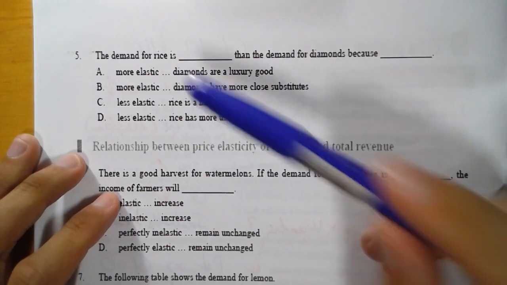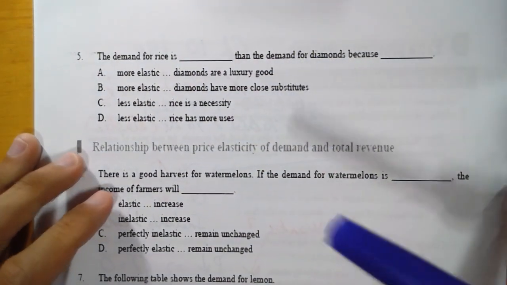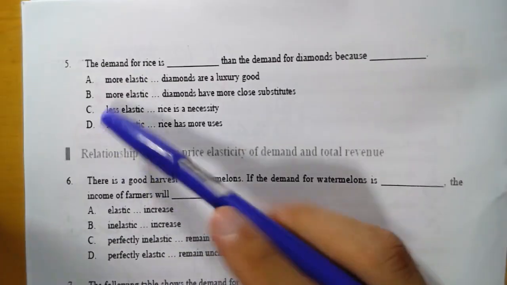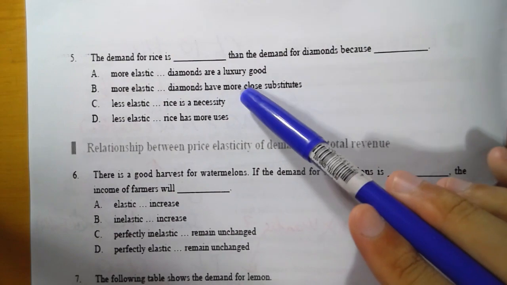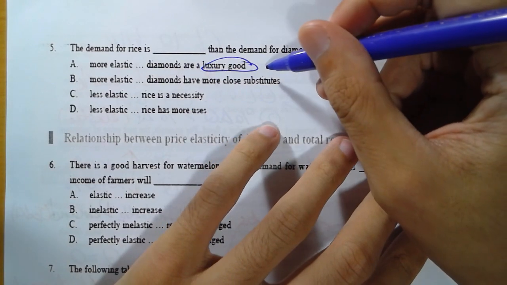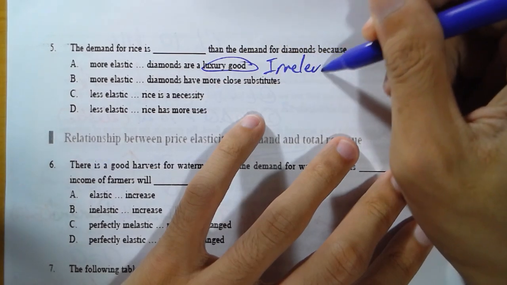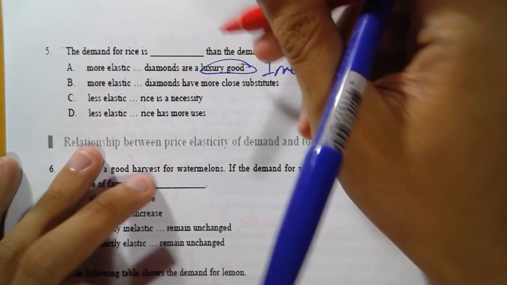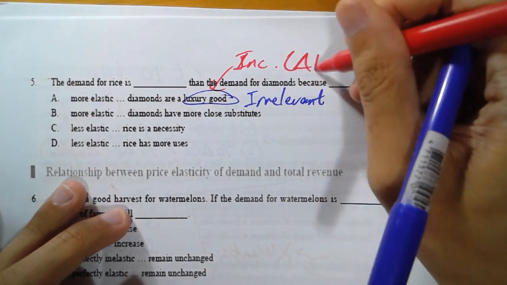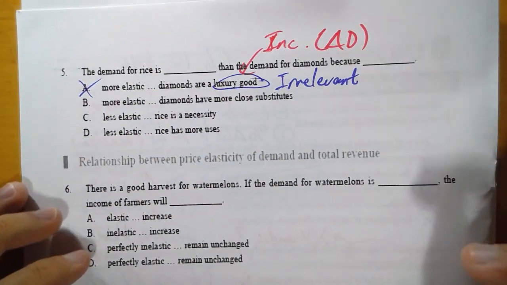Now, number 5. The demand for rice is, let's see, diamond. We need to compare rice and diamond. It is a very difficult task, so we need to look at both A and B. Here, it's more elastic because diamonds are a luxury good. Is luxury good relevant to elasticity? No, it's actually irrelevant. Luxury good is only relevant to income. So that is a change in demand, not exactly elasticity of demand. Not the answer we want.